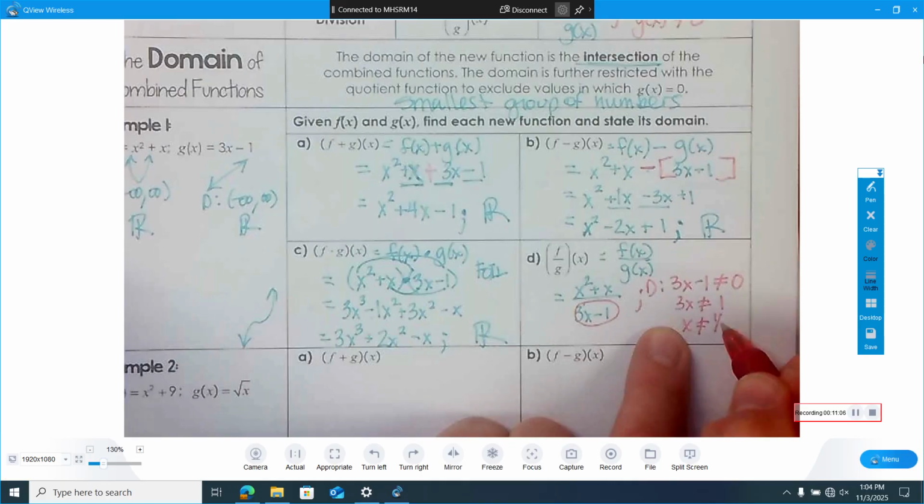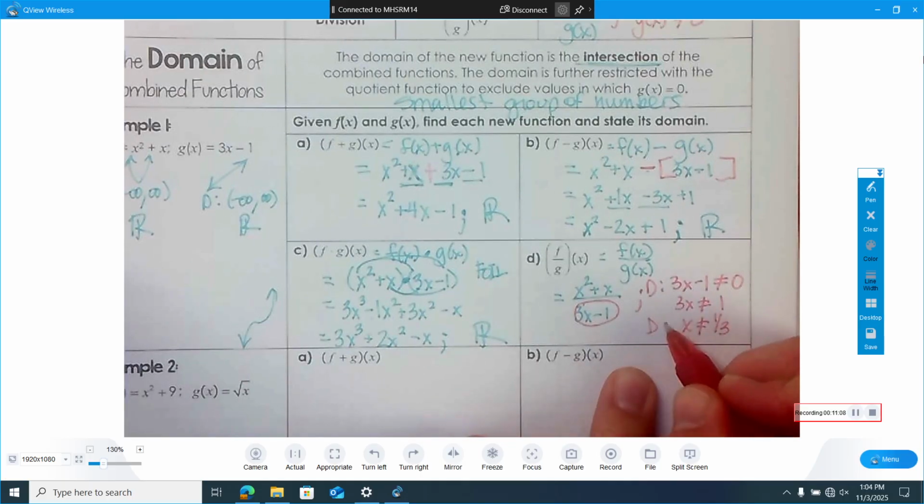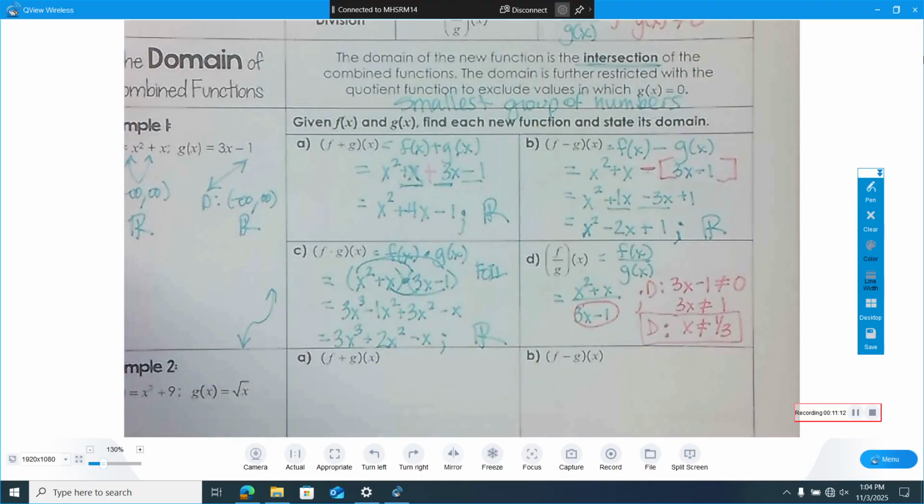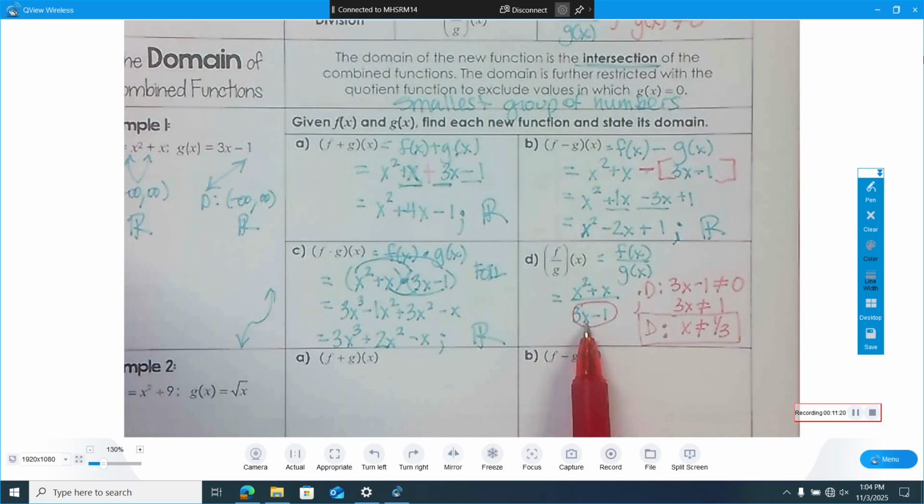So this tells me that x is not allowed to be 1/3. And so everything else is fine, but x is not allowed to be 1/3. And the reason it's not allowed to be 1/3 is because if I plug it in there, 3 times 1/3 is 1. Minus 1 gives me a big fat 0. Okay, and I cannot divide by 0. So that's definitely something you want to look out for.